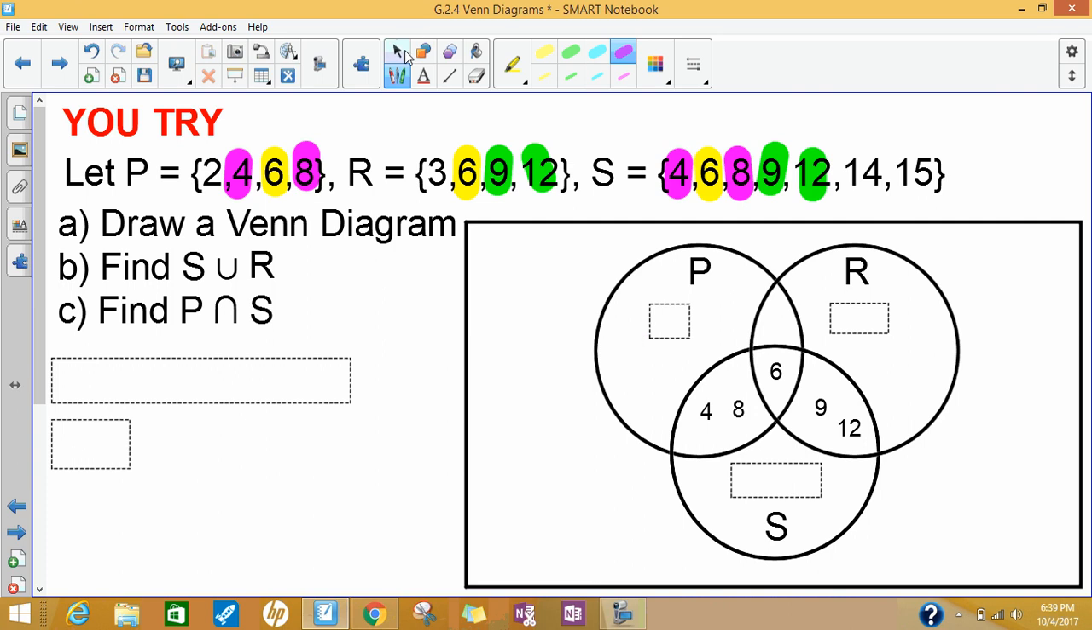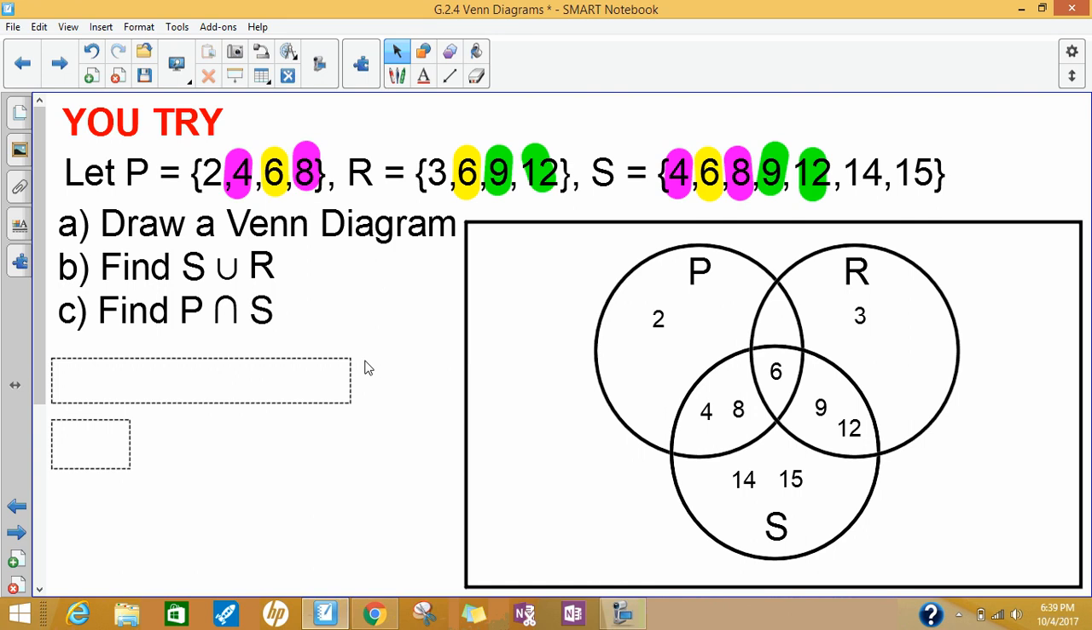And then we use whatever's left over in each set to put in these other spaces. So P, we have 2 left over. R, we have 3. And S, we have 14 and 15. Now we can use this picture to answer these questions.